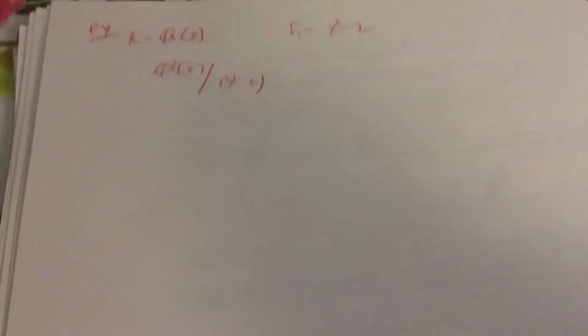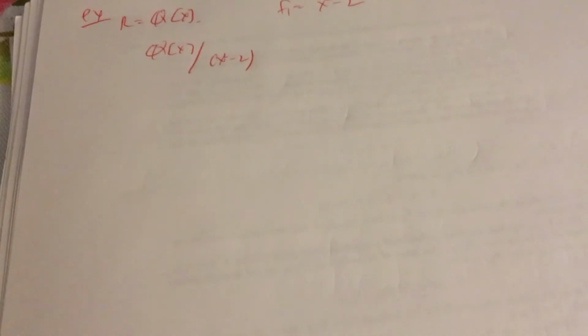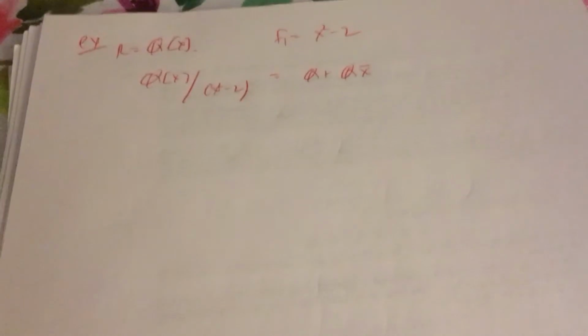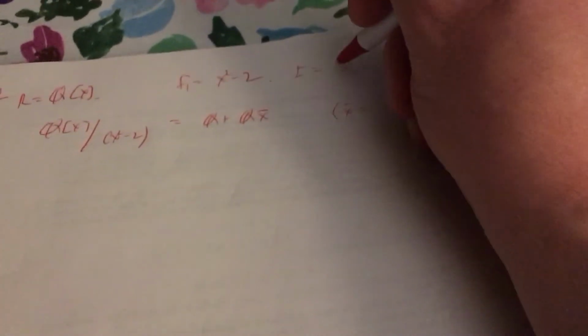Okay, so what is this? Let's look at Q[x] mod x squared minus 2. So what does this look like? I claim that it's equal to Q plus Q times x bar. So x bar denotes the image of x in the quotient. So the ideal is Q[x] times x squared minus 2.